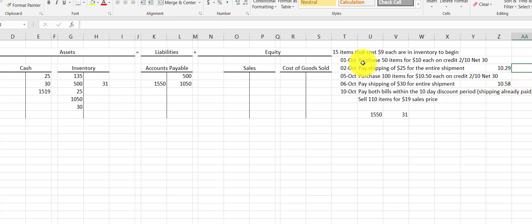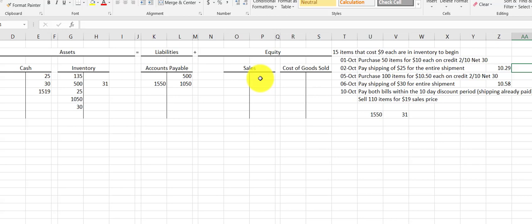So we have now, with that change in our cost because of the discount, 15 unit items that cost $9. We have 50 units that cost $10.29, and we have 100 units that cost $10.58. So we're going to sell the items for $19 sales price. We're going to sell 110 of those.